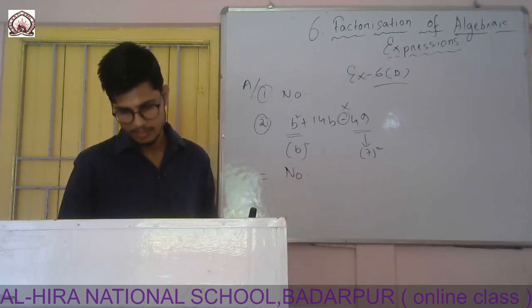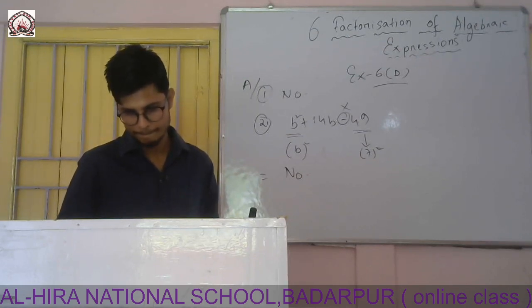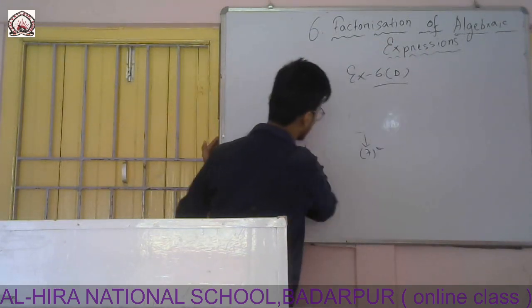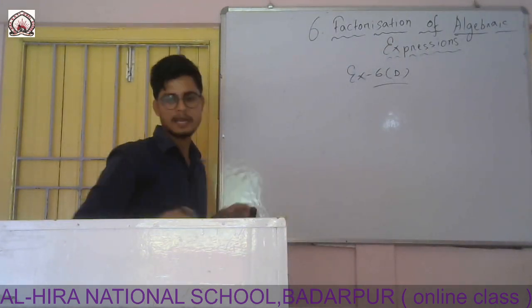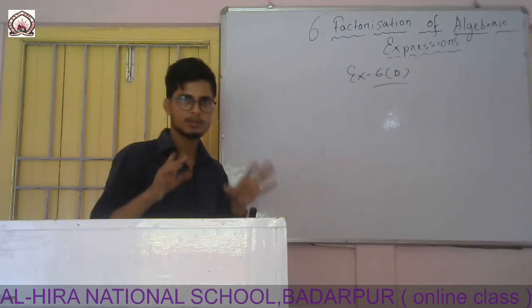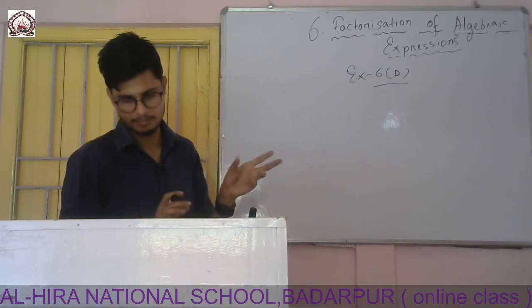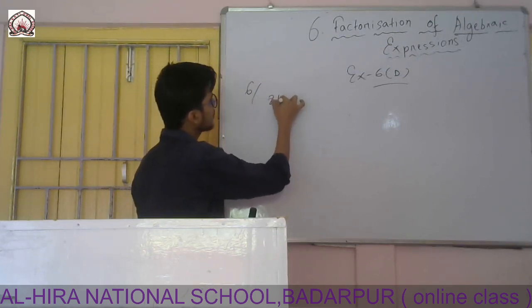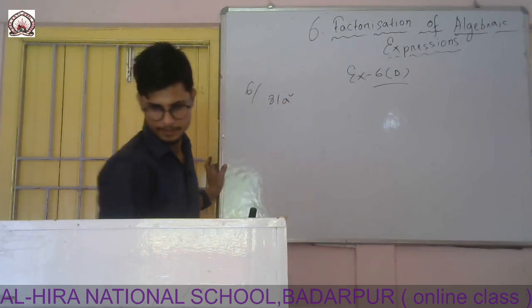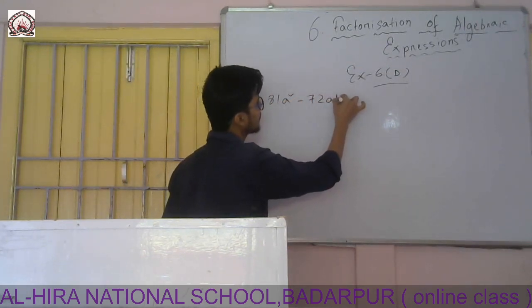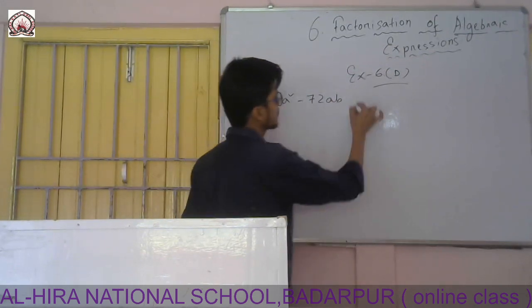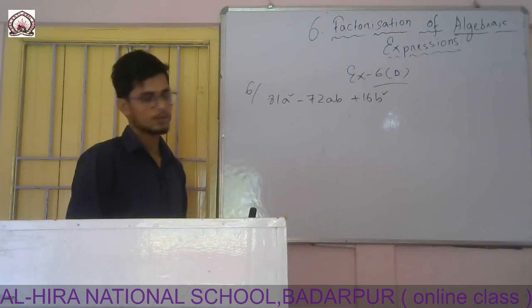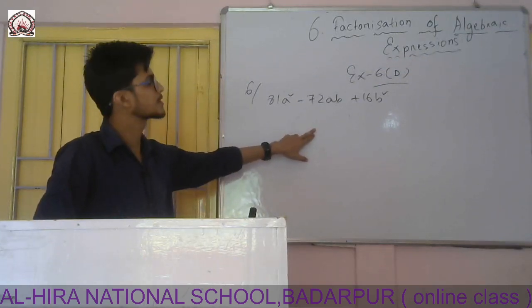Like this you check the others. Okay, let me check question number 6. First of all you check the first term and the last term, then you see the sign, and if all these things match, then you go for the middle term. So question number 6 is 81a square minus 72ab plus 16b square.